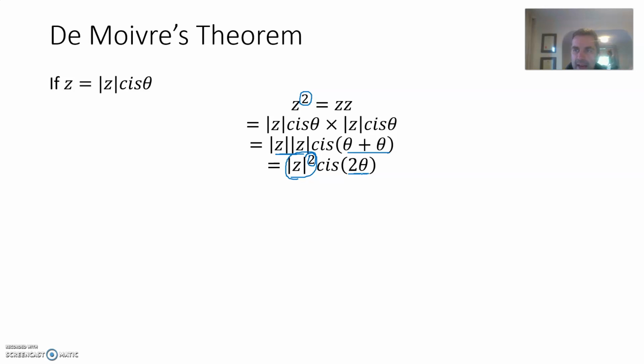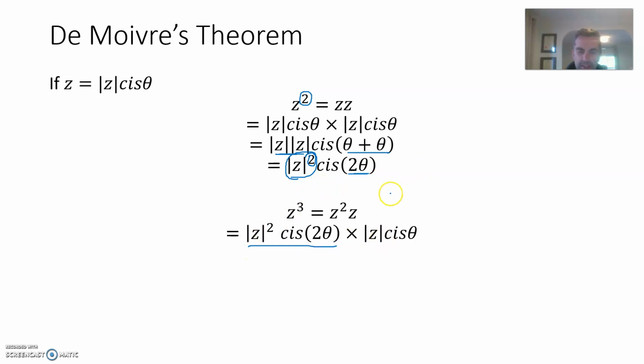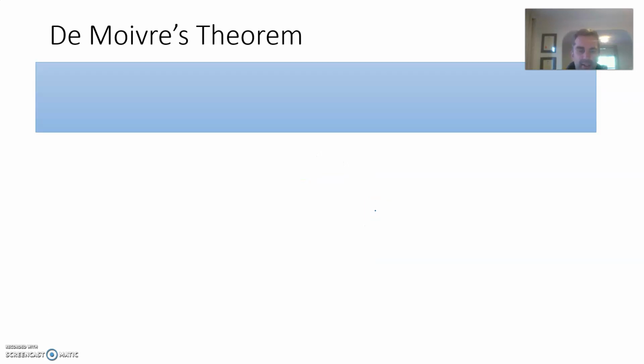So let's see if that pattern continues for cubing. z cubed we could write as z squared times z, and if we take our result for z squared from above, we can substitute that in. And again, we see the same pattern plays out. We're now cubing that modulus and multiplying the argument by 3. So de Moivre's theorem basically just extends this to any values.